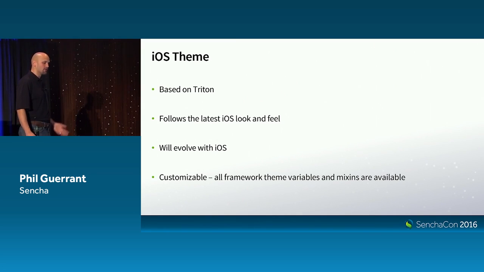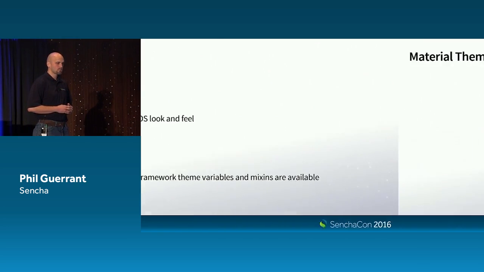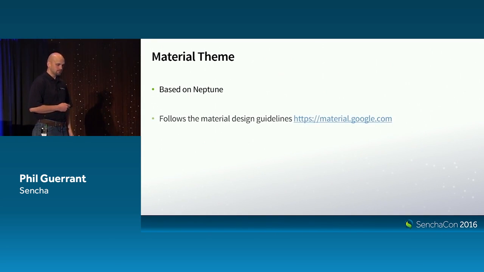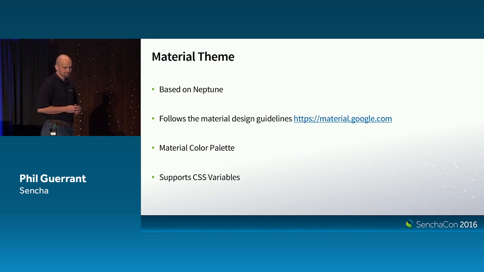And it's customizable. All the framework theme variables and mixins are available, just like they are in the other themes. Nothing is hard-coded, so you can use the iOS theme as a base theme if you think it makes a suitable starting point for your custom theme. The material theme is based on Neptune. It follows the material design guidelines laid out by Google. It uses a material color palette and, most excitingly, supports CSS variables, which we'll demo for you in just a moment.